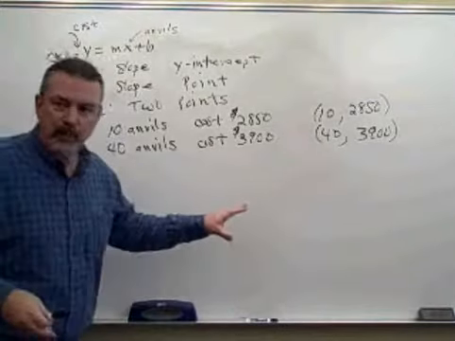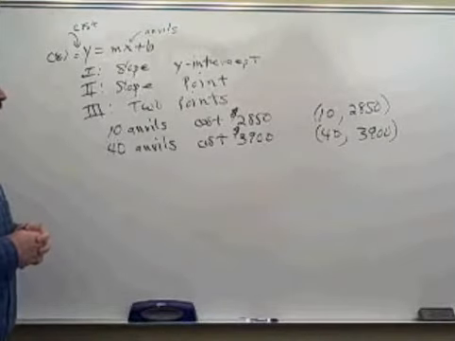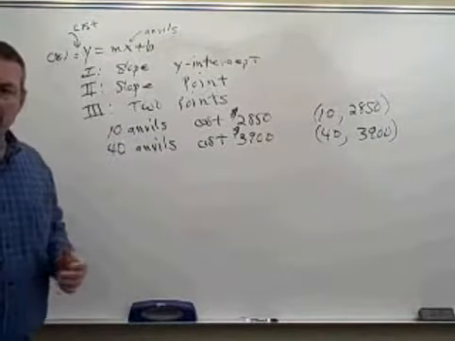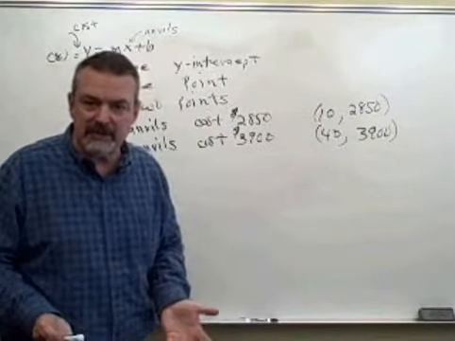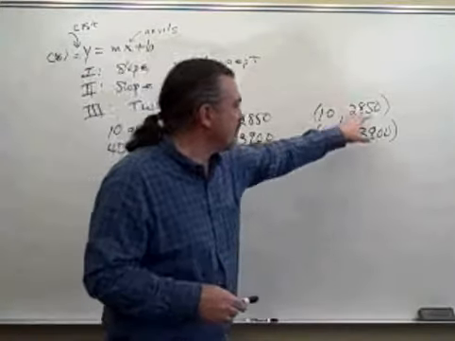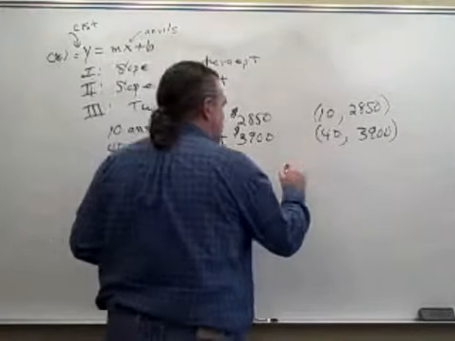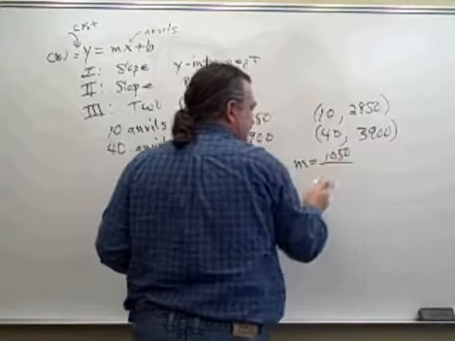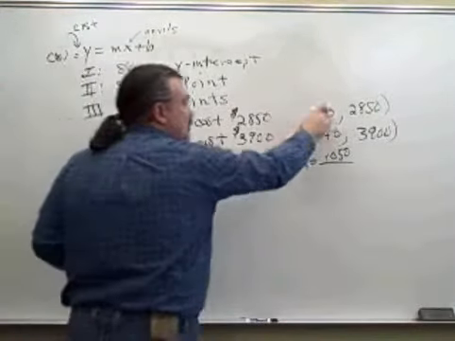So we've been given 2 points that would be on the line defined by the equation that we want to find. Well, if you have 2 points on a line, one of the things that you can find is the slope. The slope is the change of y over the change of x between any 2 points on the line. So we can take the change of y, 3,900 minus 2,850, that gives us 1,050. That's the change of cost over the change of x.